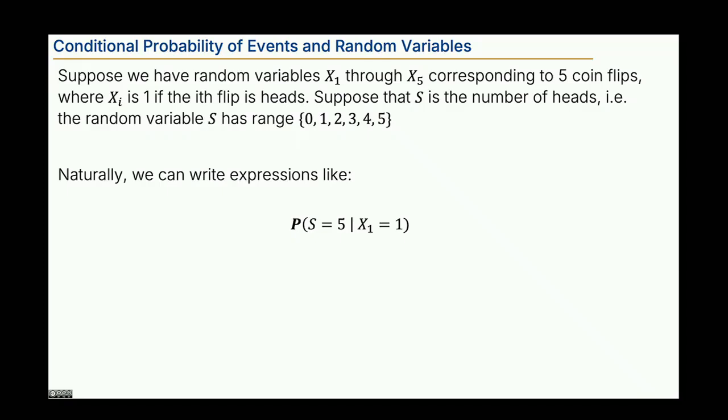Okay, what about conditional probability? So this isn't even in the notes because it's considered so trivial. But the idea is that we could naturally write expressions like the probability of s equals 5 given that x1 equals 1. Okay, when you see x1 equal to 1, you're just thinking, okay, it's all the points that map to 1 under this random variable. And this is all the points that map to 5 under this other random variable. Once you think about it as just subsets of the sample space, there's nothing new here, right?